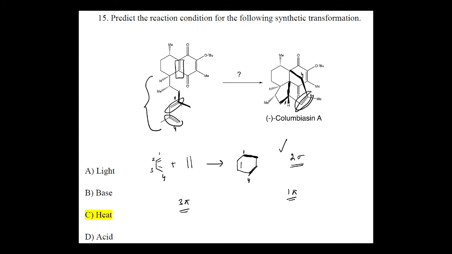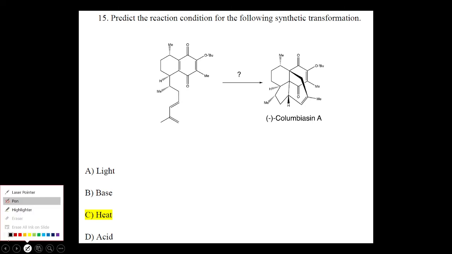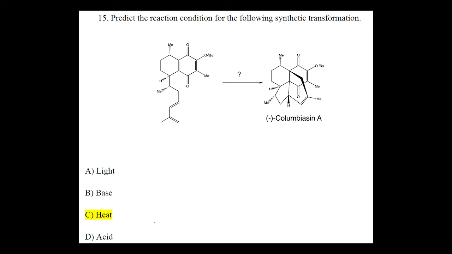And what type of cycloaddition? Definitely 4 plus 2 cycloaddition. Yes or no? This is a 4 plus 2 cycloaddition reaction. And what's the reaction condition for 4 plus 2? We have three electron pairs, so we can say the reaction condition would be heat. Why is it so? See, if I take heat conditions and light.